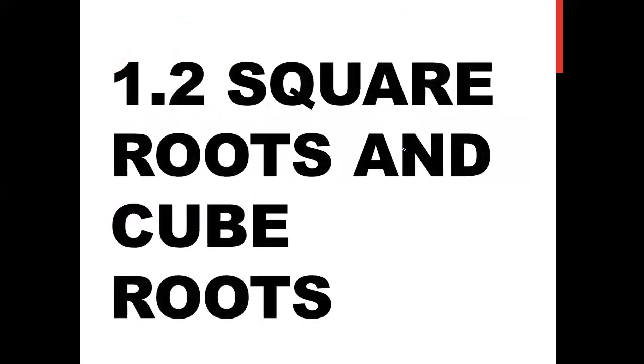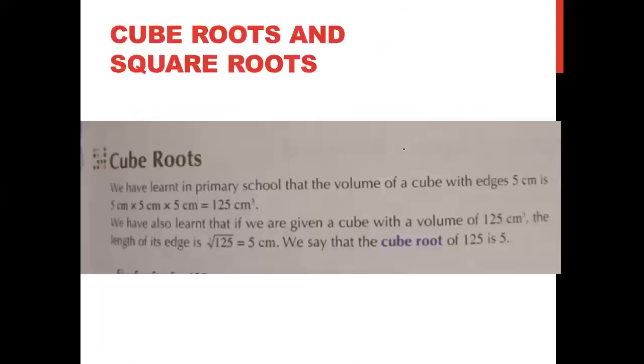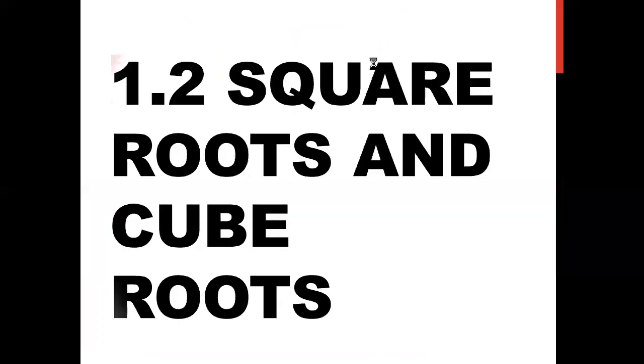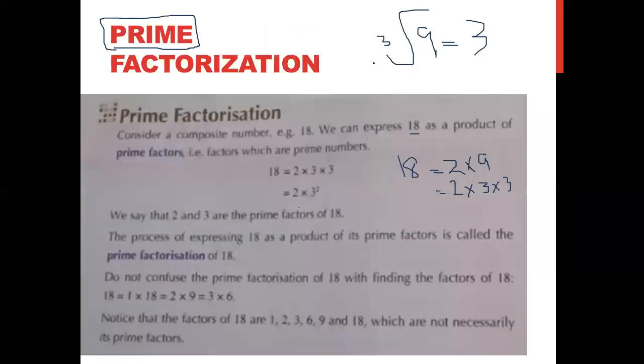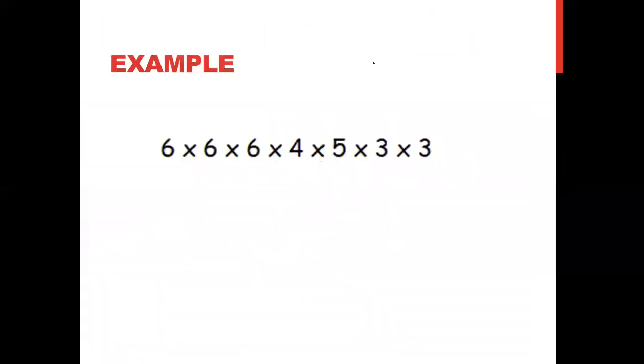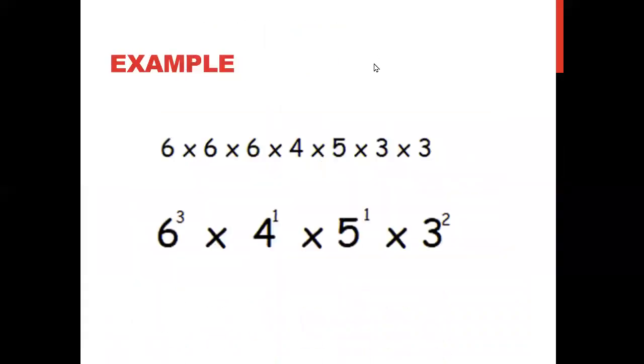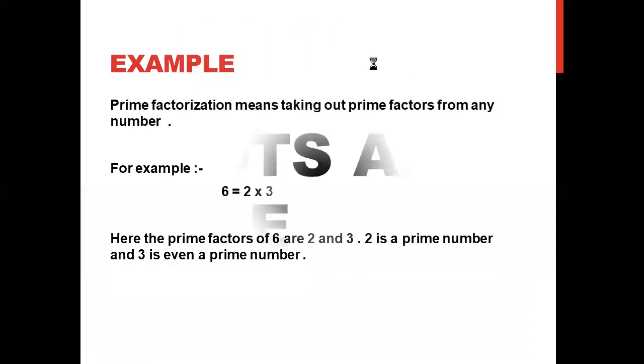After that, we're going to do 1.2, square roots and cube roots. This is another concept-based topic, and it will help you in exercise 1A. Cube roots and square roots. Basically, we have learned in primary school that the volume of a cube with edges of 5 is 5 multiplied by 5 multiplied by 5. You don't need to learn this separately. Just remember 5 multiplied by 5, as we learned before, in index notation. It is so easy. These are all interrelated.